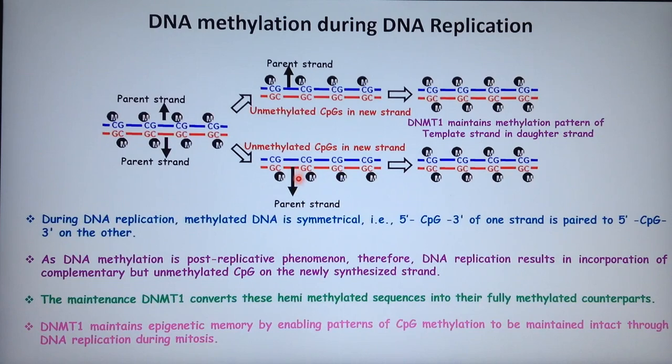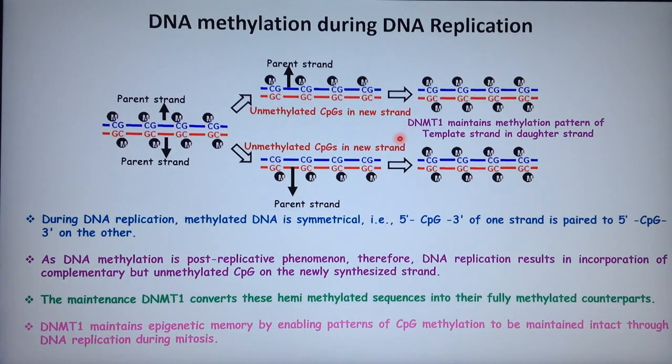Methylation is a post-replication phenomenon, so it cannot be done by DNA polymerase. Here this is the template strand, this is the new strand, and we can see these CG, CG, CG, CG. The template strand has methylated residues, but the new strand is unmethylated. Here also, the blue one is the template strand and the red one is the newly synthesized strand, which is unmethylated.